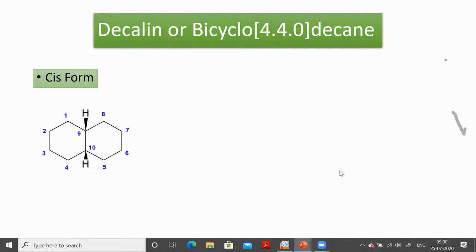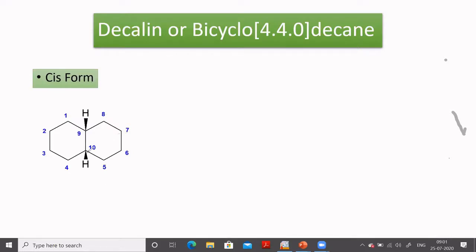So when I talk about the cis form, in case of Decalin, you can see there are two cyclohexanes which are attached to each other through these two carbon atoms. These are two common atoms between them. Why is this called cis? Because of the arrangement of the hydrogen atoms at these bridge heads, 9 and 10, which are the common atoms. You can call them bridge heads, the bridge between the two rings. At these bridge heads, the protons are on the same side. That's why we call this the cis form.